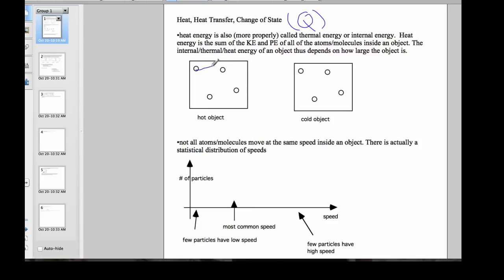Now, if the object is hot, like a hot cup of tea, then the particles tend to be going a lot faster. They're not all going faster, but on average, they're going a lot faster than they would be in, say, a cold glass of milk.